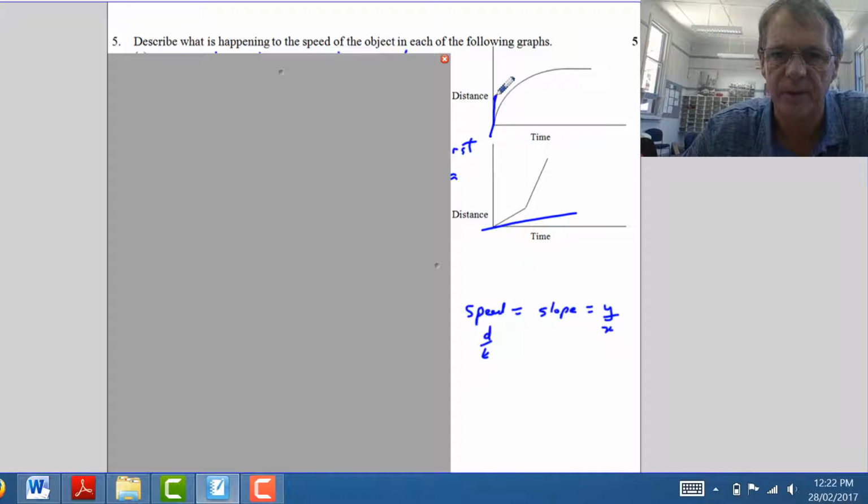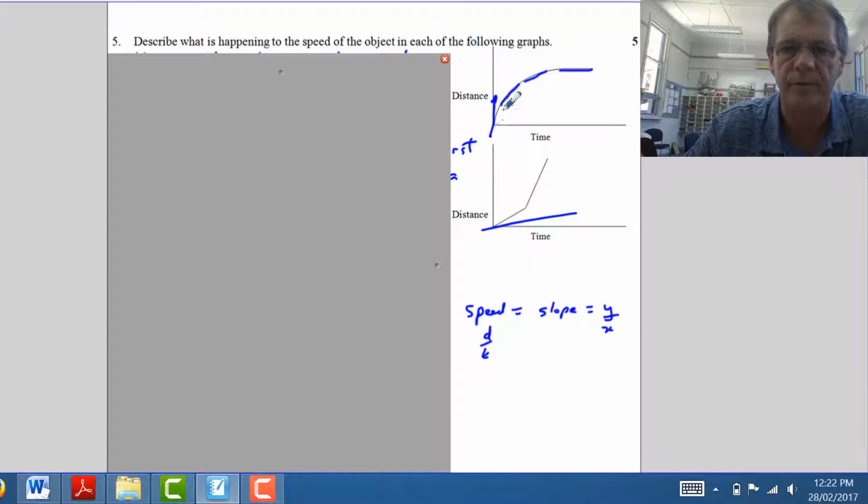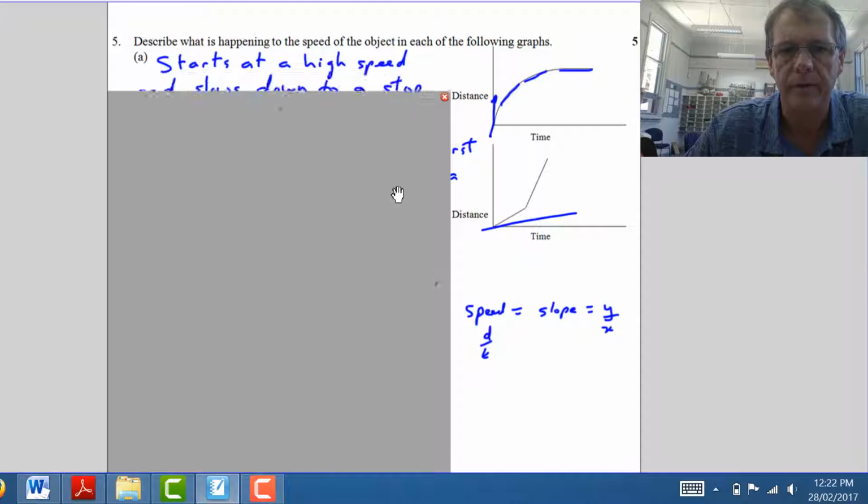So looking at this, you're starting with a really steep slope through there, so it's going to be going really fast. And then the slope, if you look at it, actually gets weaker and lower until it goes to 0. So if you equate slope with speed, you can say it starts off at a high speed, because it's a steep slope. The speed slows down, and then it stops because the speed is the same as the slope, which is 0. So we're going to do that there. Starts at a high speed, slows down to a stop. You can say decelerates to a stop if you want.